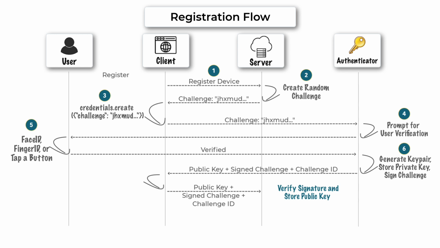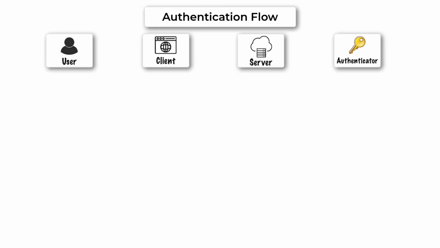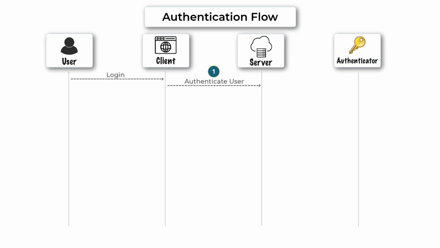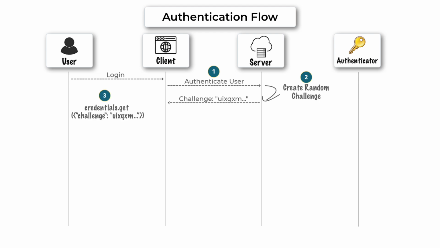Now that the device is registered, let's see what happens in the authentication flow. We still have the same four players: the user, client, server, and authenticator. Here is how it goes. You open the app or website and click login. The client sends a request to the server saying this user wants to sign in. The server generates a new challenge just like during registration and sends it back to the client. The client calls credentials.get because this time we are not creating credentials, we are retrieving them.